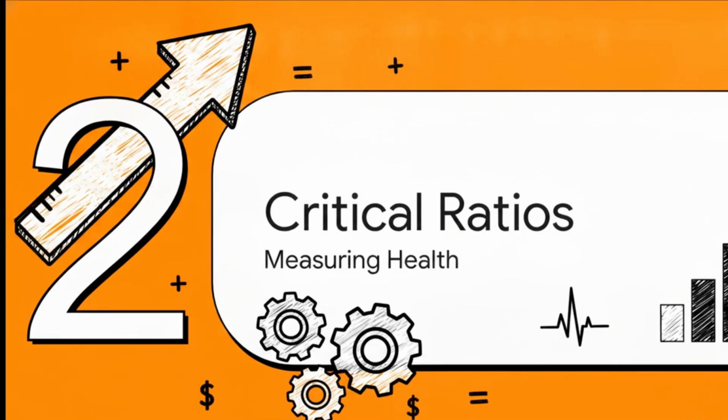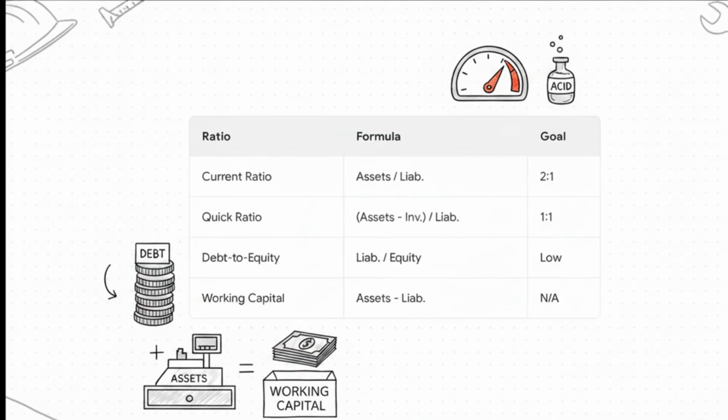Moving right along to Section 2, Calculating Critical Financial Ratios. So now we take those numbers from the financial statements and use them to measure the actual mathematical health of your business. To figure out your company's liquidity and leverage, you need the current ratio, the quick ratio, debt to equity, and working capital. Now listen up, because here's a massive exam tip.